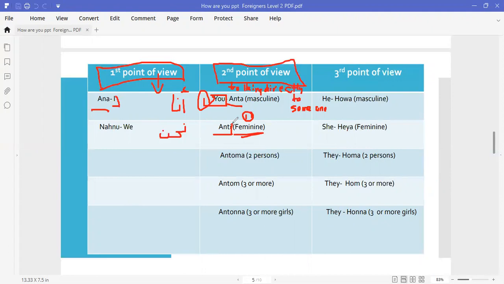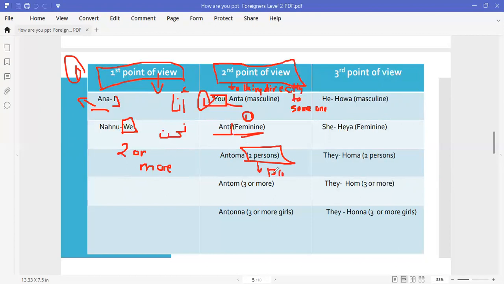So the second point of view is when you're directing your question or everything to someone you're talking to. The first point of view, you're talking about yourself. Yourself is Ana, one. Ourselves is we, which is two or more. When you are talking about two or more persons, about ourselves, use we. Now, what if you are directing your talking to two persons? Here we are starting with the plural.